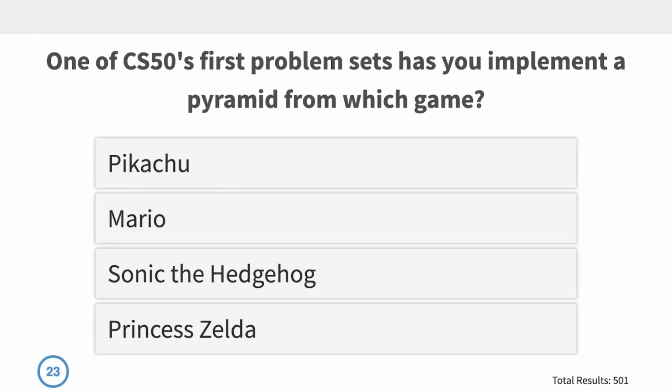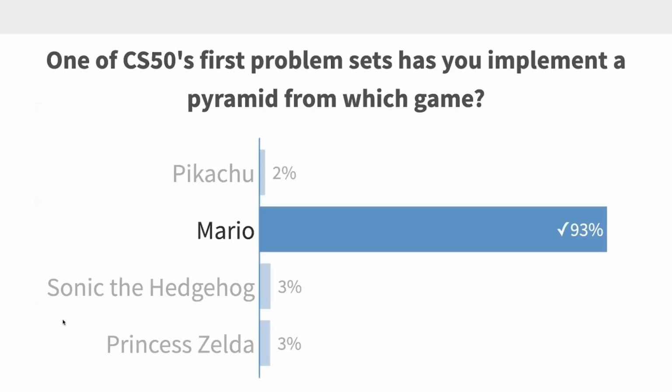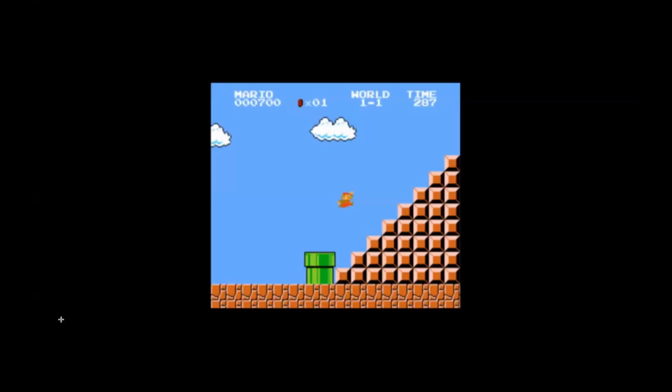If you've not taken CS50 before, we call our homework assignments or programming assignments problem sets in Harvard parlance. And indeed, one of the very first ones has you implement a game. And all right, it looks like 93% of people gave the correct answer, which in this case is Mario. You might recall problem set one in CS50, where you're asked to build using hash marks a recreation of Mario's pyramid. So Mario was in fact the correct answer.